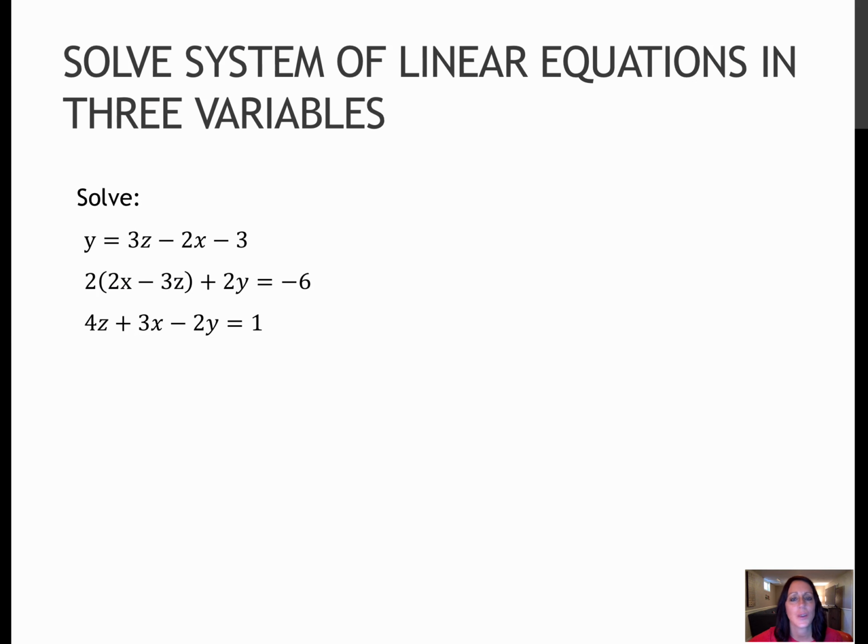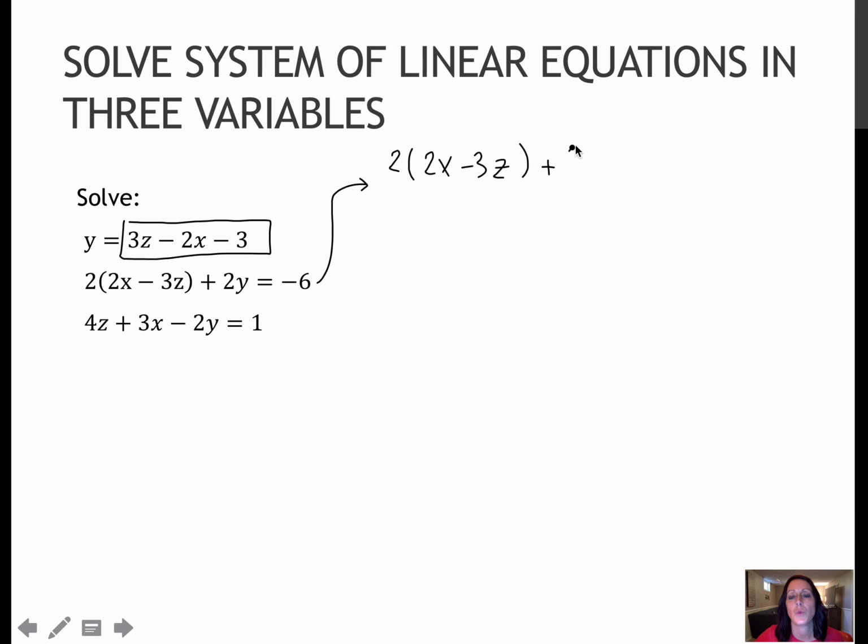Here are a couple of other examples that I wanted to go through with you because they're sort of special case examples. First of all, I'm going to go ahead and solve this one using substitution rather than elimination, which is perfectly legal to do. Again, I'm choosing that because y is by itself. So I'm going to take this equation, which is 2 times 2x minus 3z plus 2y, and I'm replacing y with the expression 3z minus 2x minus 3, and that's all equal to negative 6.